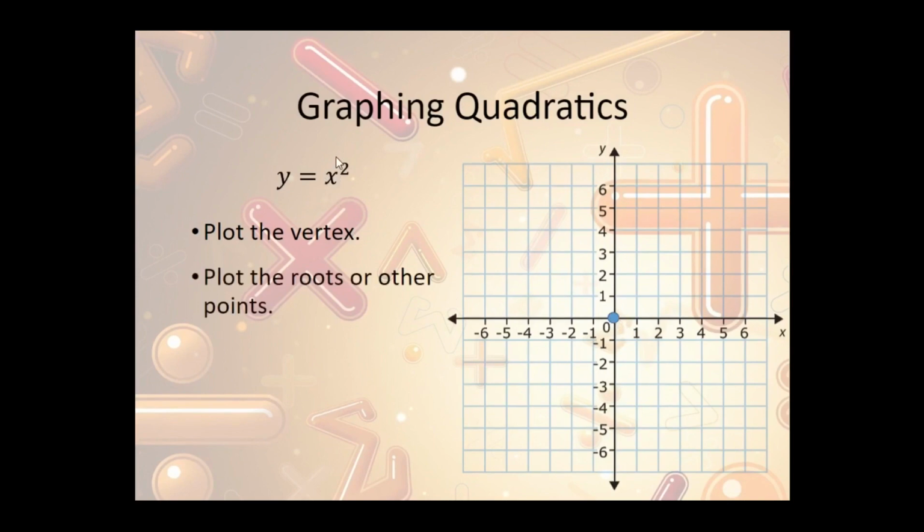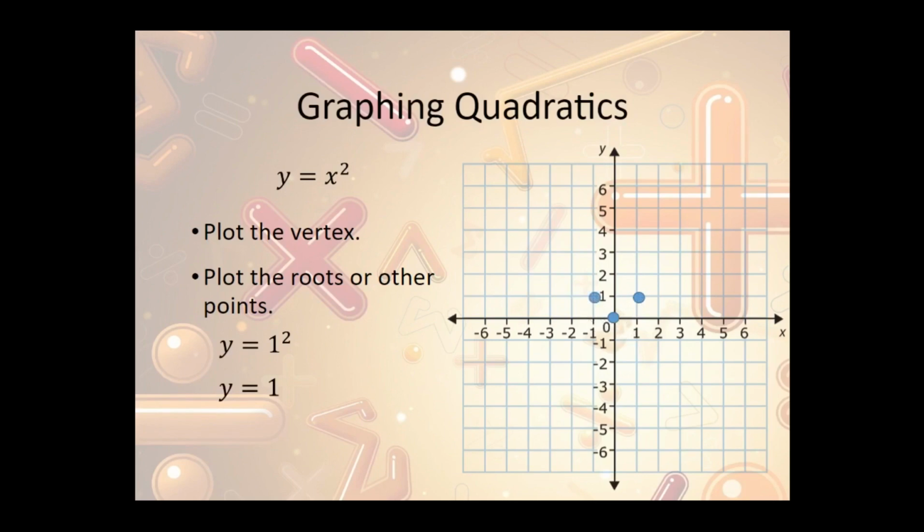So when x is 1, 1 squared is 1. So when x is 1, y is 1. So I plot that. Now I should notice that it's going to be exactly the same distance over here. So I went to the right one, up one. So I'm going to go the same thing the other way, to the left one and up one.